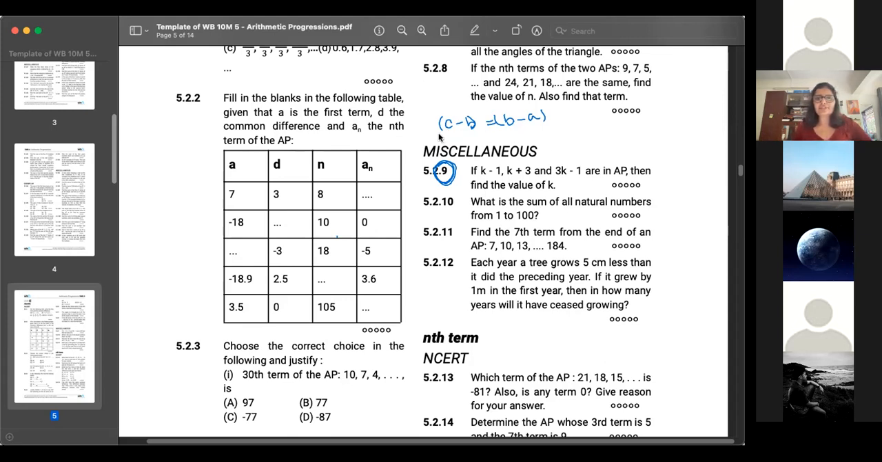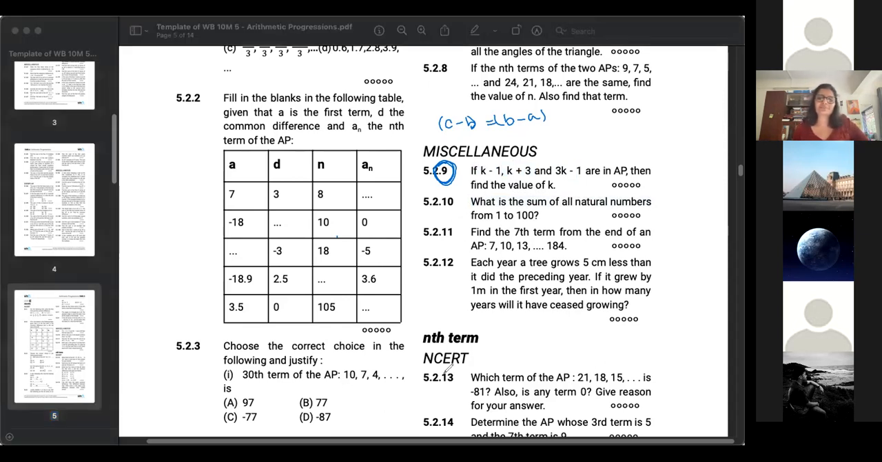You literally have to just use this. The difference between third and second is the same as the difference between second and first. That's it. That's all there is to the problem. Solve it and you'll directly get it. Dhruv also finished it. Okay. So whoever's done with 9th, do question number 12.